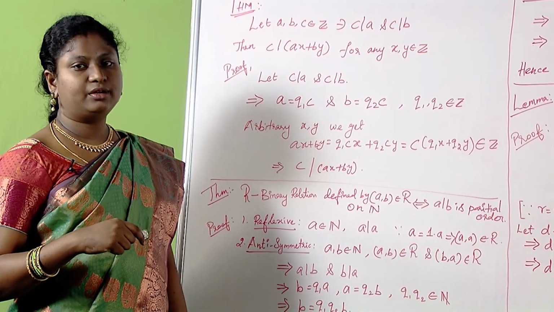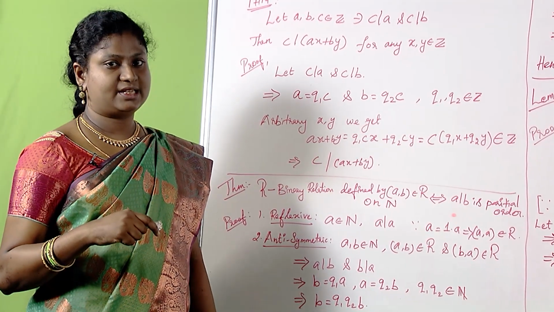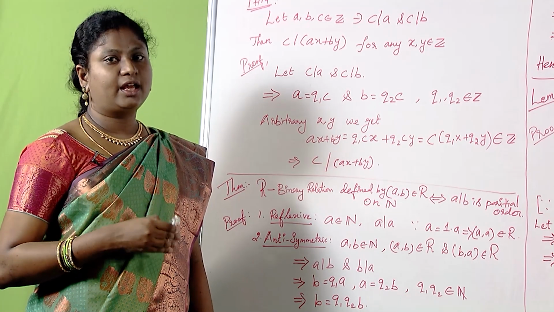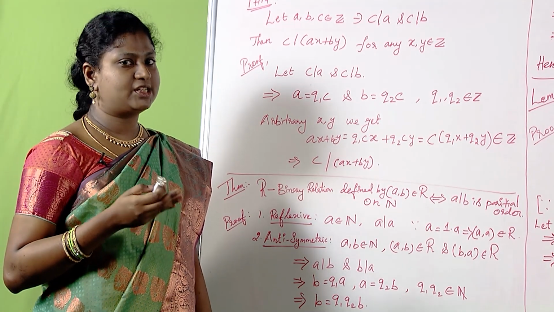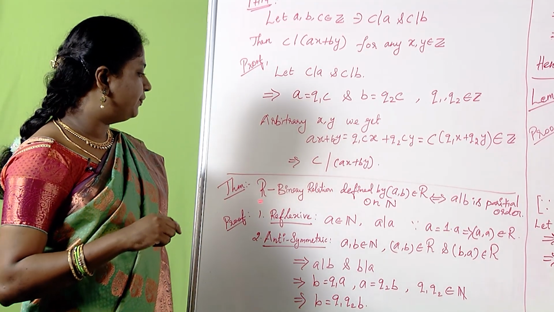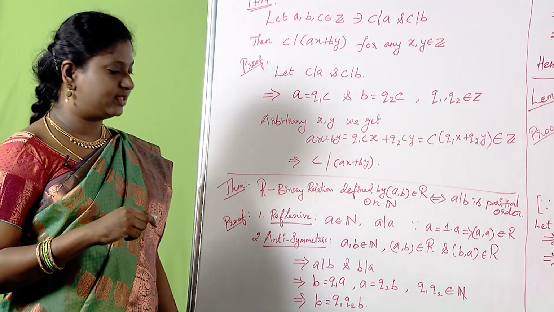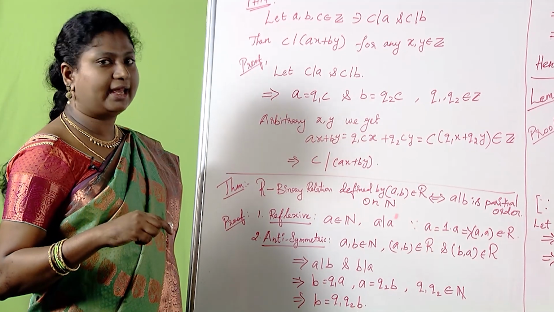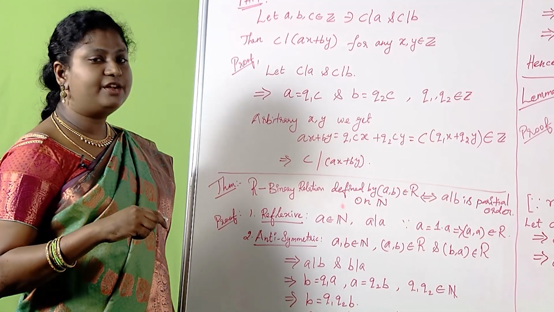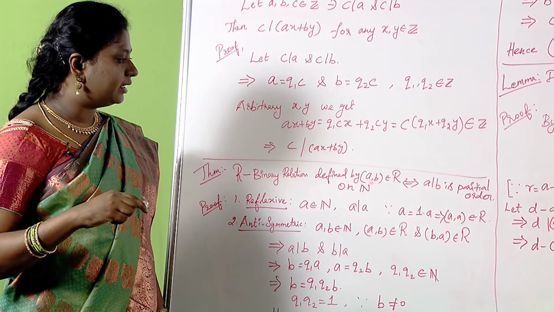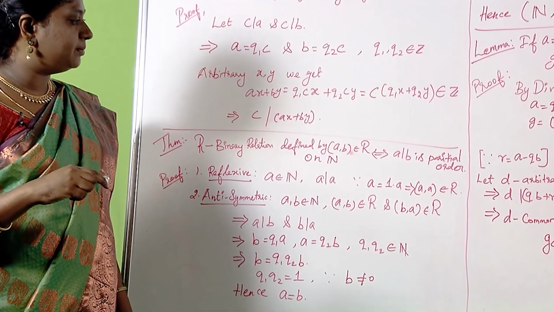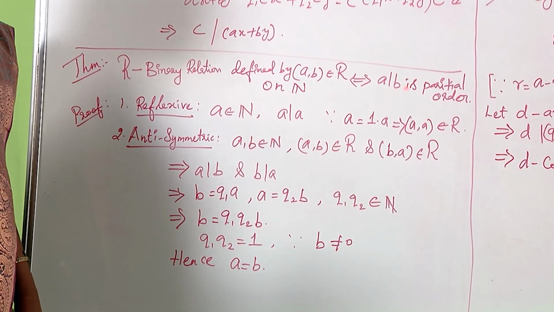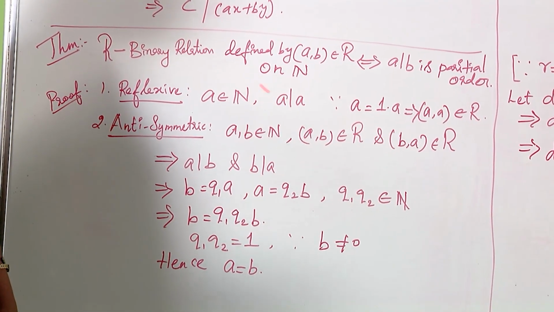Here we are going to discuss divisibility as a relation, and we are going to prove that it is a partial order relation. So, we are going to define the relation first. R is a binary relation defined on N, the set of all natural numbers, defined by: the ordered pair (a, b) belongs to R if and only if a divides b. So this is the relation that we are defining.